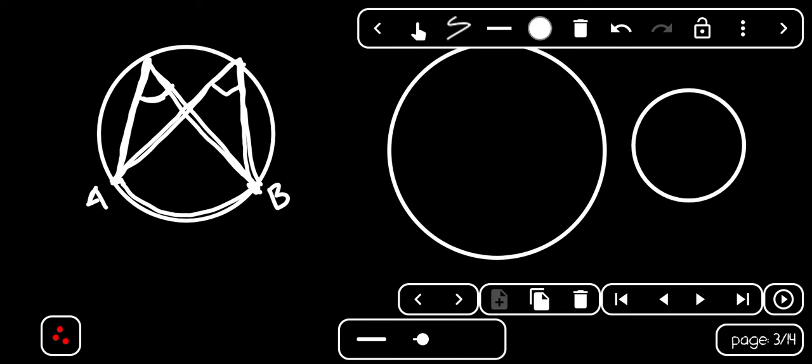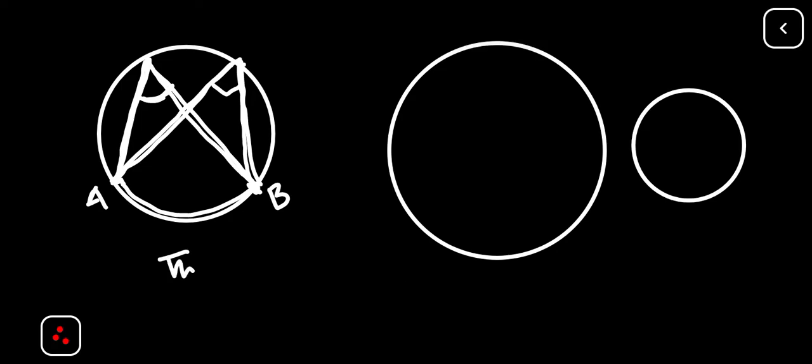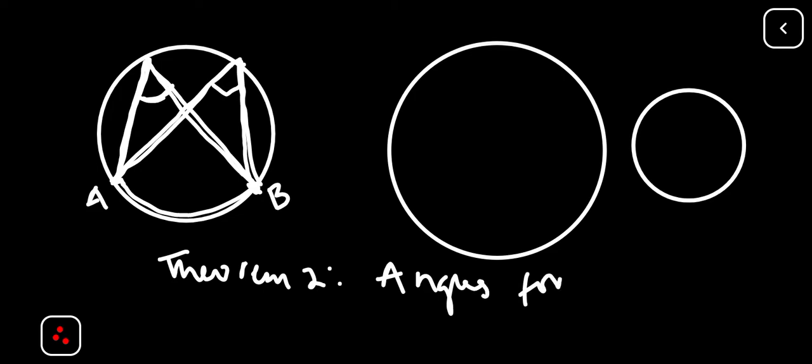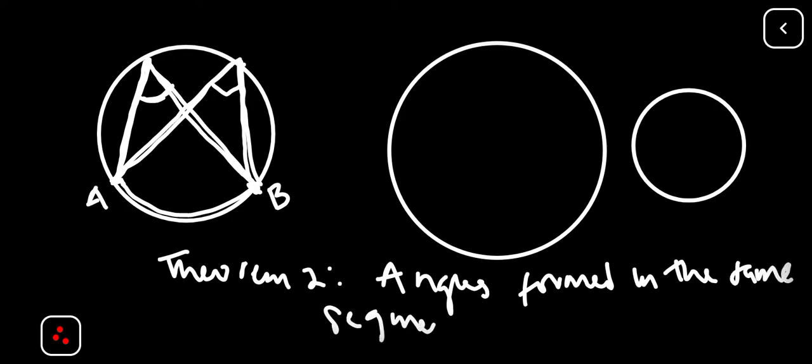The second theorem, theorem 2, says that angles formed in the same segment are equal. So meaning that if this is A, then this is A. That is the point. So they are equal.